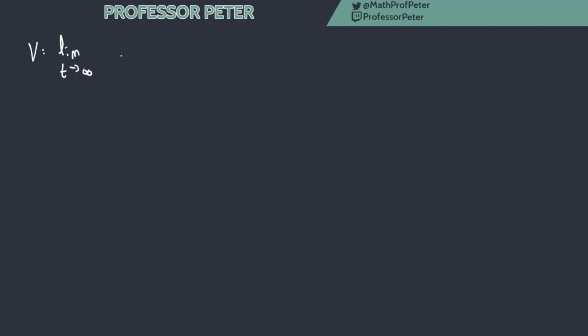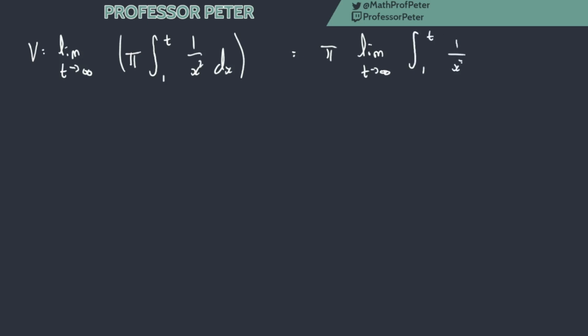So our volume was pi times the integral from 1 up to infinity. I'm going to say from 1 to t of 1 over x squared dx. So I can really write this as now pi times this limit as t goes to infinity of my integral from 1 to t of 1 over x squared. Or maybe, in fact, I'll just say x to the negative 2. Super easy to anti-differentiate this thing now. We can just use the power rule.